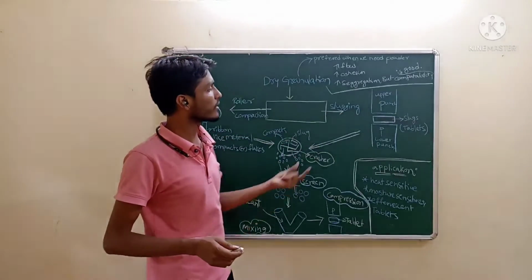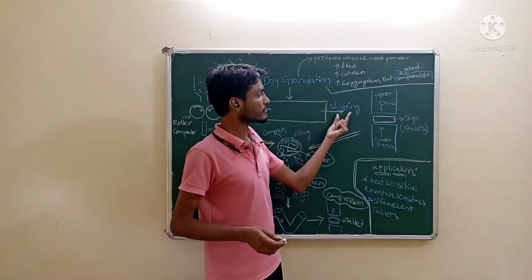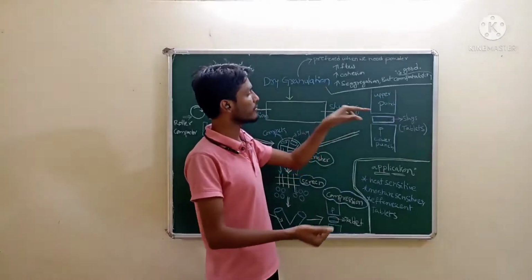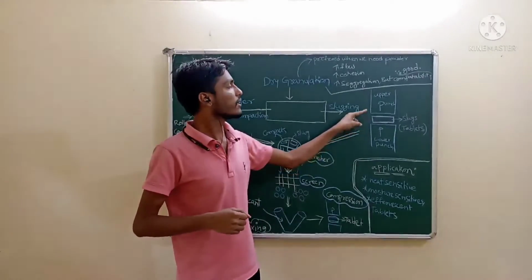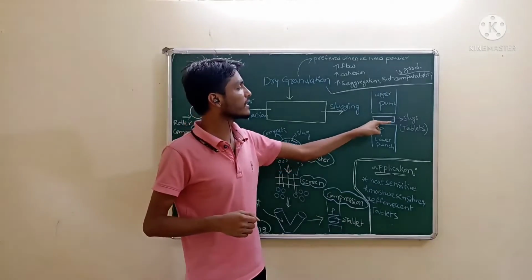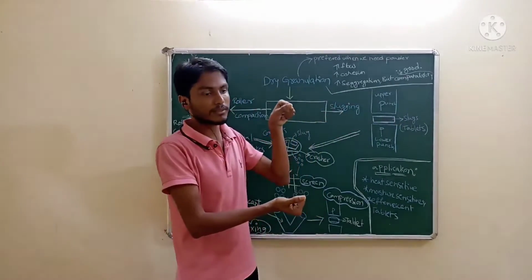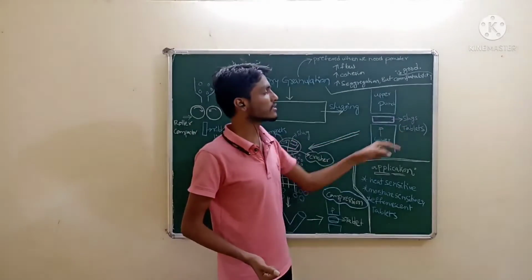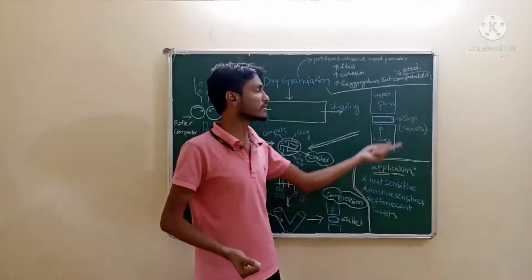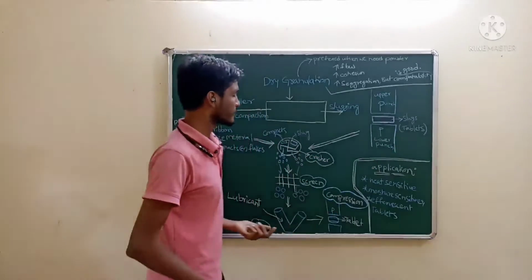In slugging, we just punch using punches, using the tablet press. We are punching, and we get the slugs. See, two tablet punches are there. When we compress, it leads to the formation of slugs. Slugs are also called tablets.